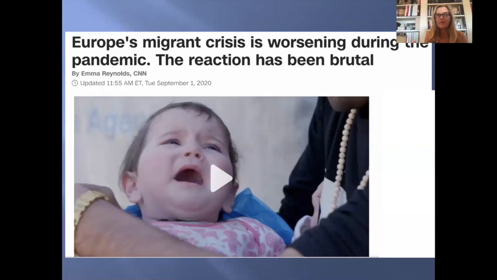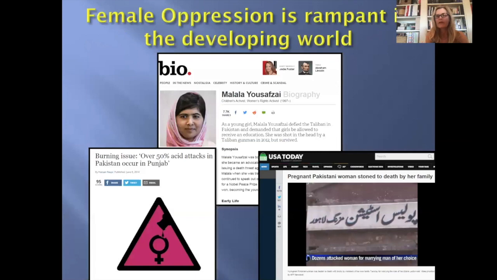Currently, the migrant crisis is worsening, and the COVID pandemic has severely impacted it. Refugees and migrants in camps are places where COVID is spreading rapidly. Female oppression is also a significant challenge in the developing world.